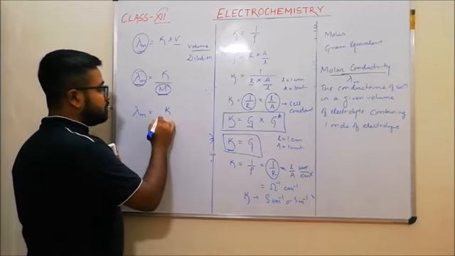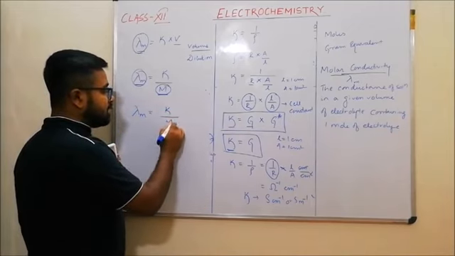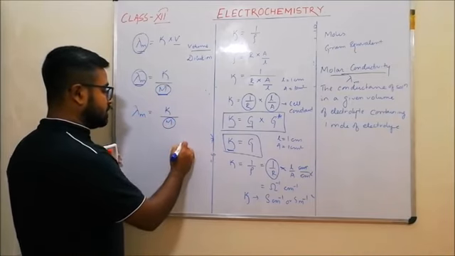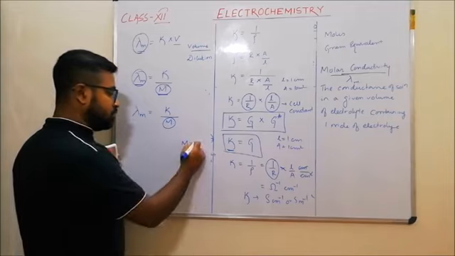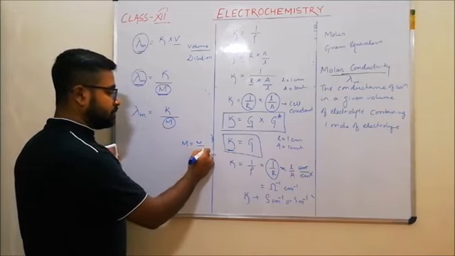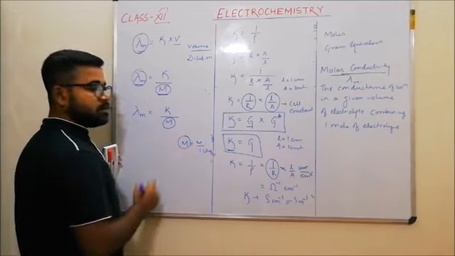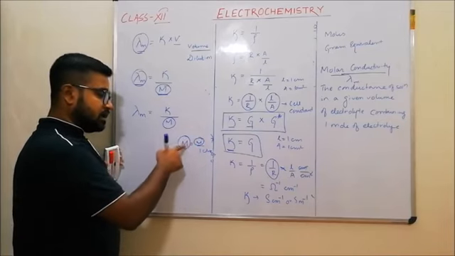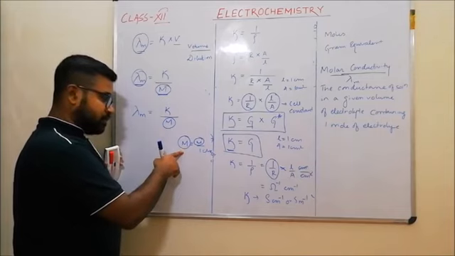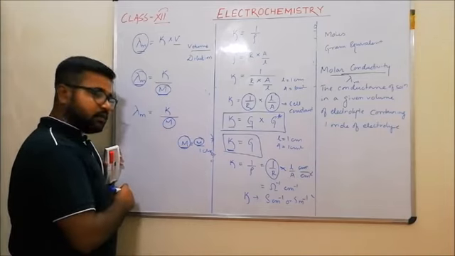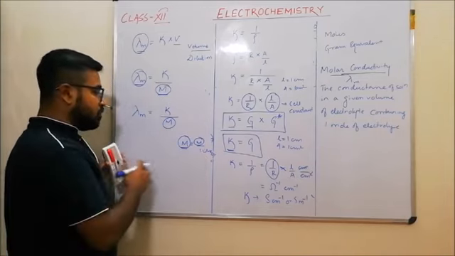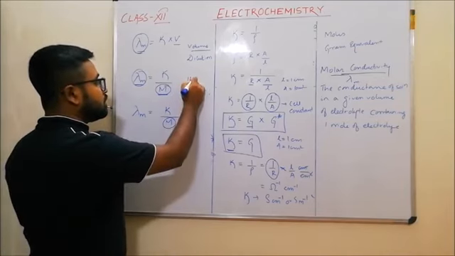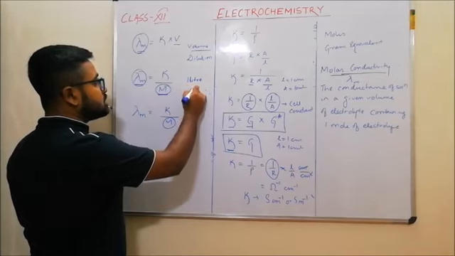Kappa by M. Why am I writing M here? Because if the molarity is M, the number of moles is M in 1 liter, then only the molarity will be M. If the number of moles is M here, then it is equal to the molarity for 1 liter of solution. So 1 liter, remember, is equal to 1000 centimeter cube.